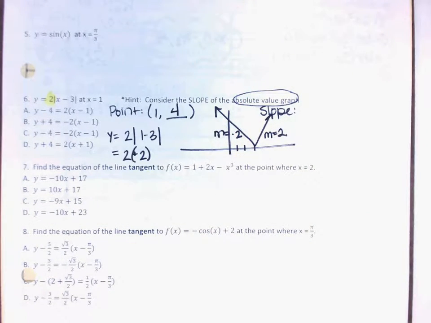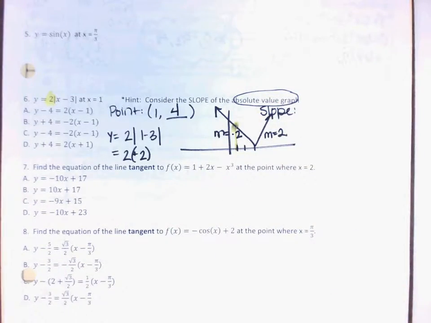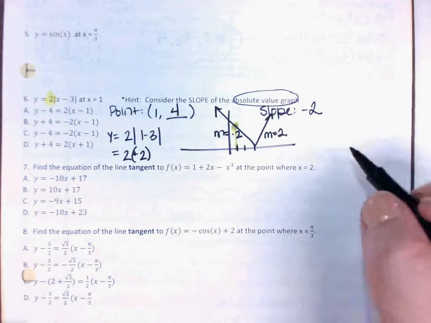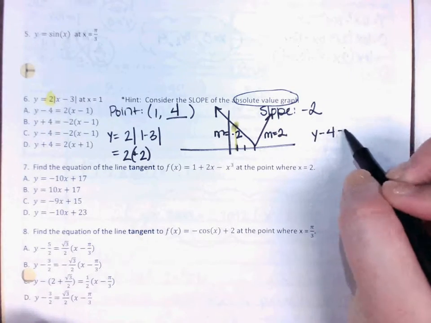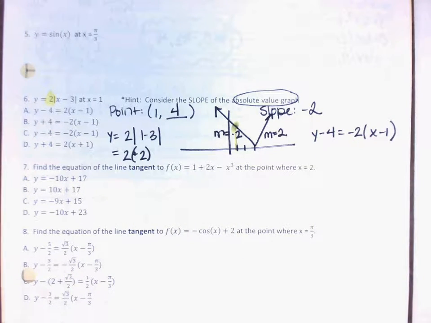So if I'm at x equals 1, which side of the v am I on? 1 is here, so I'm on the negative 2 slope, yeah? Yes, of course. Okay? So then from there, you should be able to do it. You'll write your equation. So I'd have y minus 4, my slope is negative 2, x minus 1. We see it up there? Yeah. Letter C.